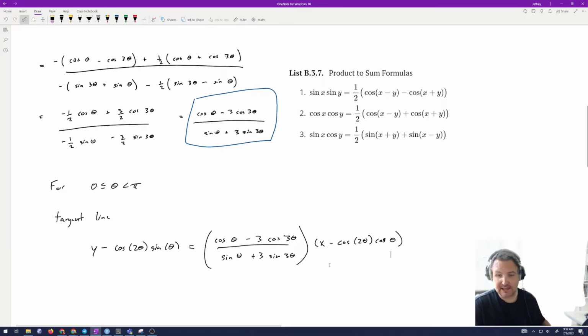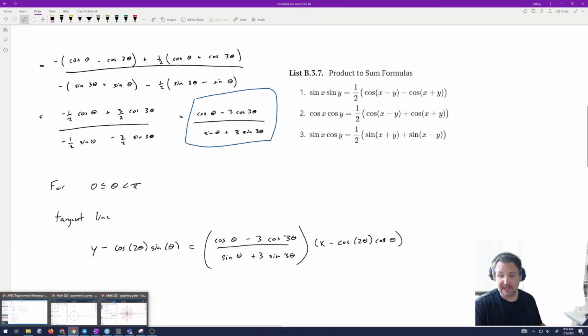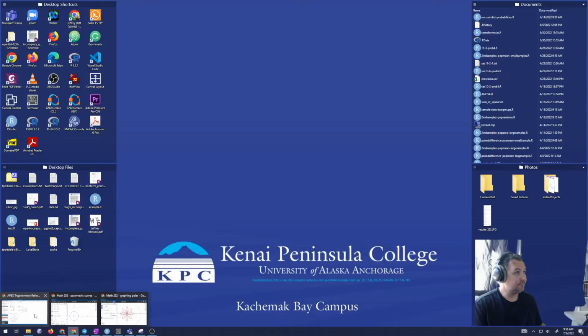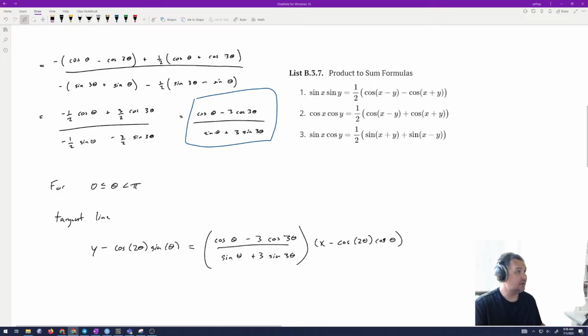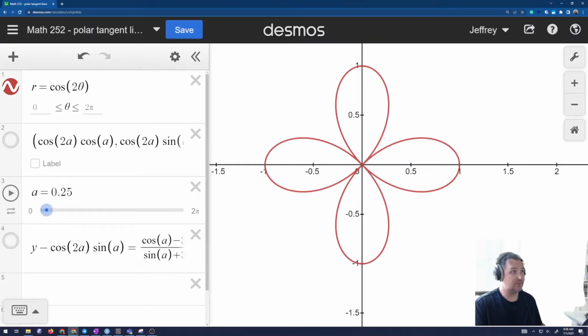Okay, and so what I did is I actually created a graph in Desmos of this exact function. Right over here. And what you see is r equals cosine 2 theta. And if we were to turn on a point, this is just a point on the graph. A is theta, so that's why I just let A be the angle in here. And we can see that we'll have an x comma y. X is r cosine theta, y is r sine theta. And you can see it's spinning around the flower like this.